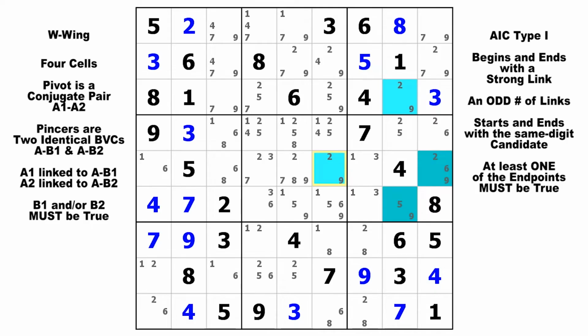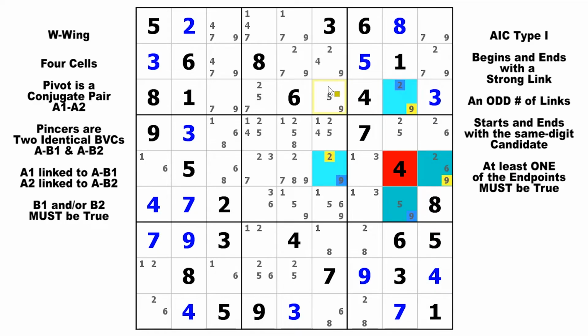The candidate B's are the candidate 2s, so we've got a strong link, and then a weak link, and then a strong link, and then a weak link, and a strong link. So any candidate 2 that can see both of those endpoint 2s will be false, and here there's only one. Now remember, when these pincers are in different chutes like they are here, there can only be 2 possible eliminations. The other elimination cell here would be row 5, column 8, but there is no candidate 2 in there. So we've only got one candidate 2 to eliminate, and it's right there.